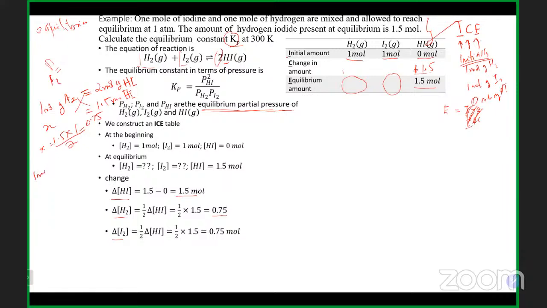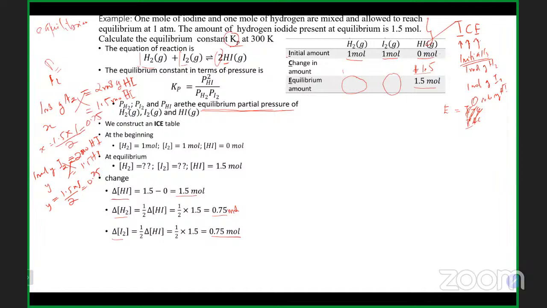Similarly, 1 mole from the reaction of I2 is equivalent to 2 moles of HI. Therefore, 1.5 moles of HI will be produced by, if we call this Y, it will still be the same thing. Cross multiply, Y equals 1.5 times 1 over 2, which is 0.75. So 0.75 moles of I2 has also produced 1.5 moles of HI. Anyway, let's continue to fill our table.